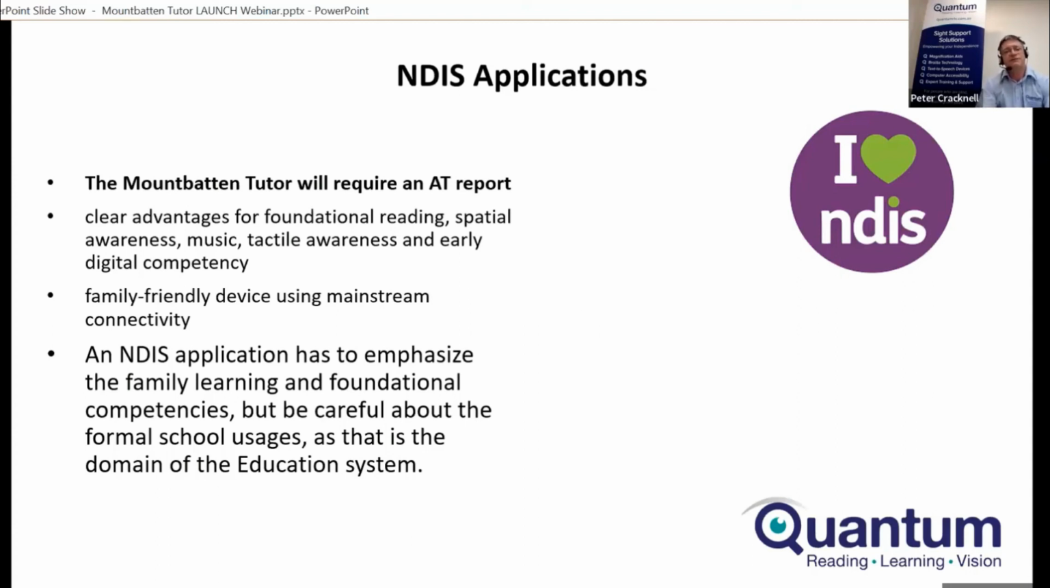I think that there are some very clear arguments for it in that space, for use at home, for foundational reading and spatial awareness. And when I'm talking about spatial awareness, I'm partly talking about the page, but I'm also talking about tactile graphics. For example, one could download a map tactile through the Mountbatten Tutor and do some early mapping. And these are important foundational skills. Introduction to music and digital competency. So I think that those arguments are quite clear.